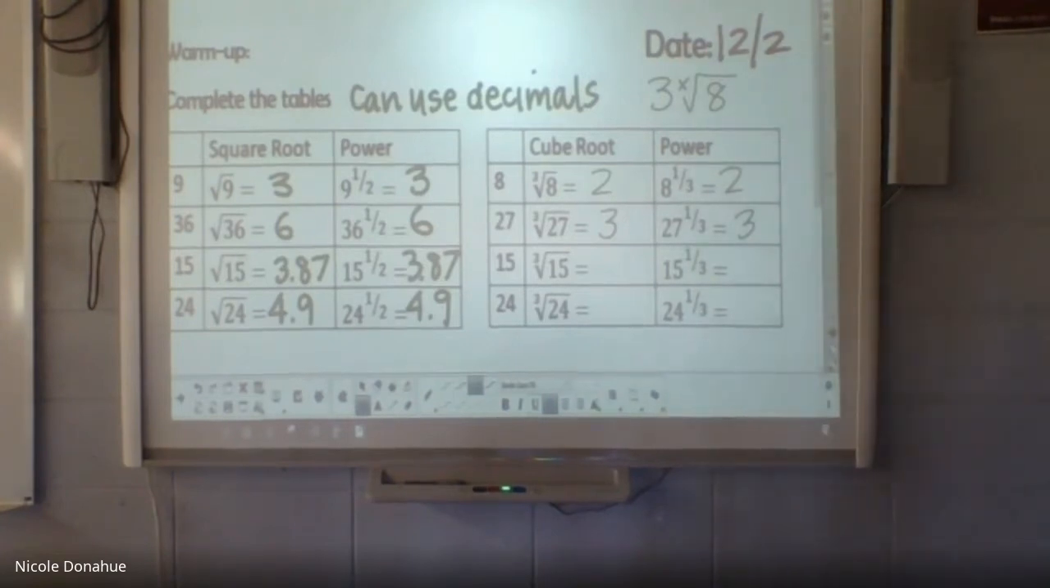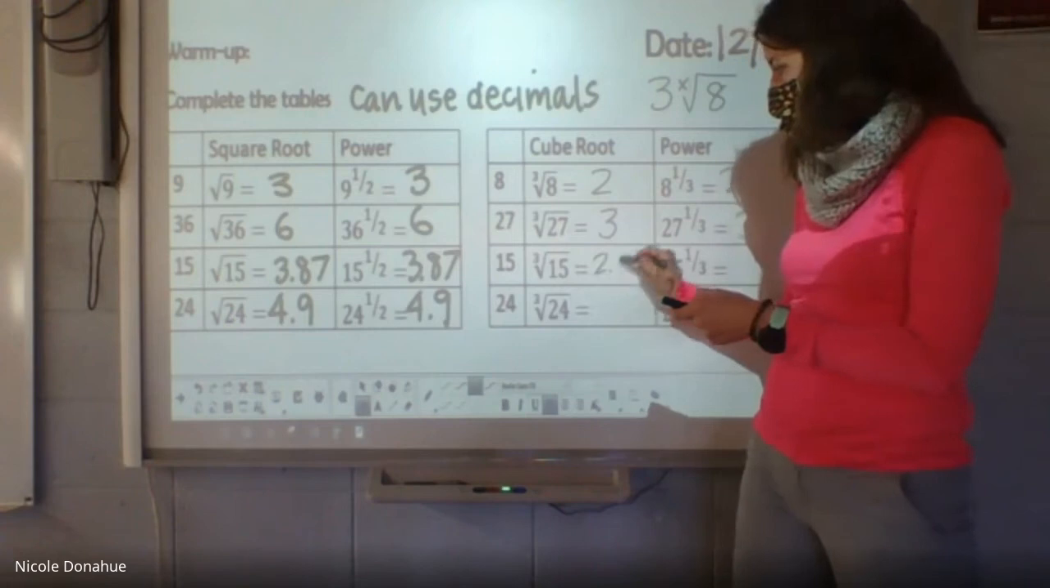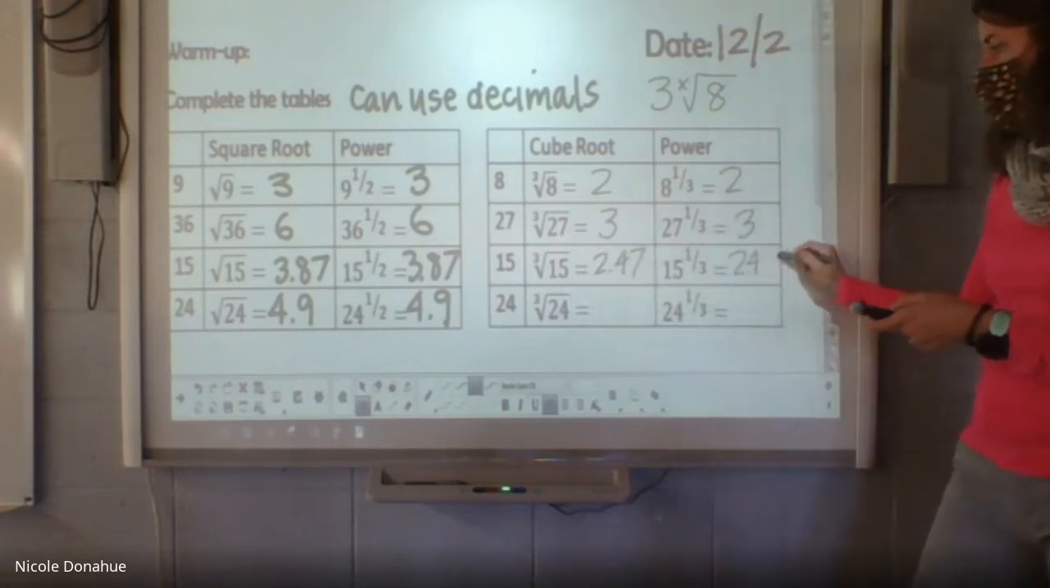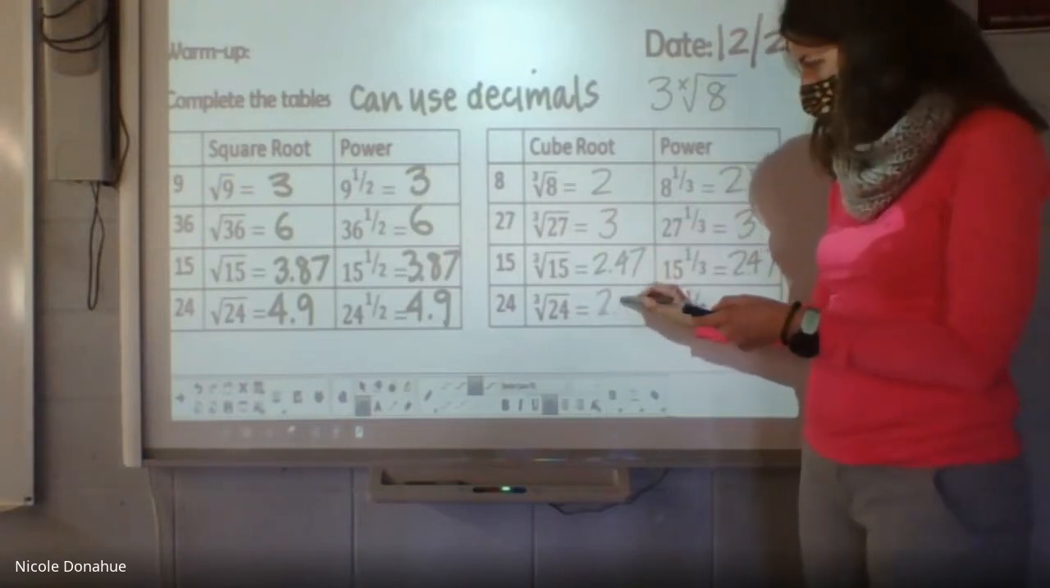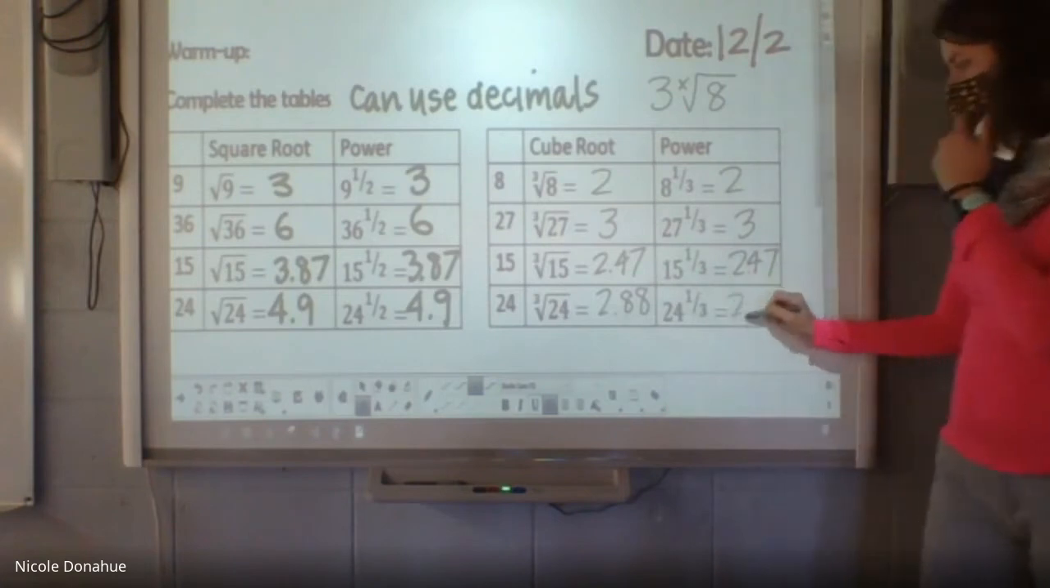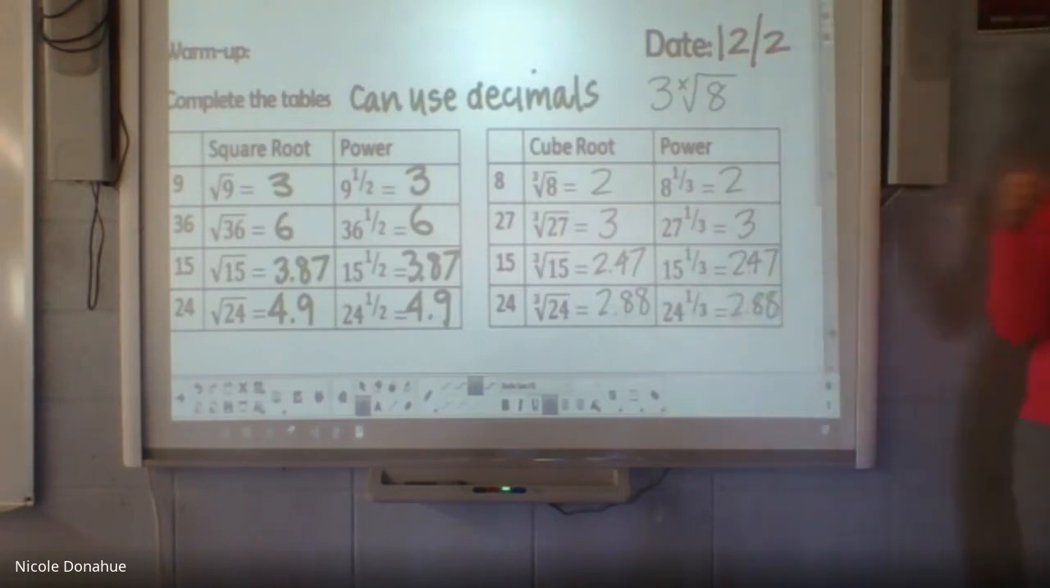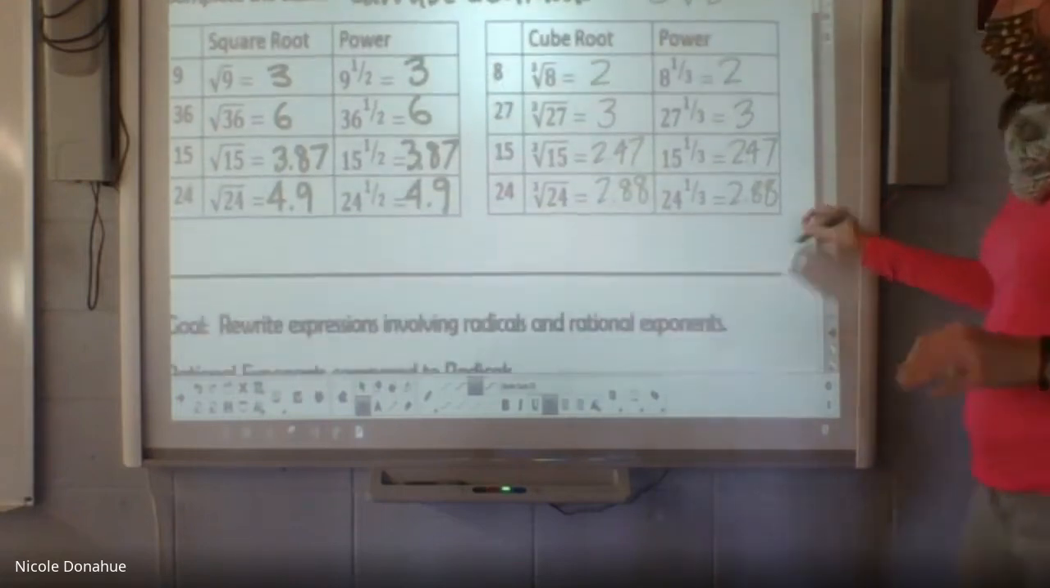Cube root of 15 is going to be a decimal because there's no number times itself 3 times that equals 15. So that's like 2.47. And then the cube root of 24, same idea. But I wanted to make sure you knew how to even put this into your calculator. If I multiply 2.88 times itself 3 times, I get something really close to 24. And that's what this symbol is. It's called the cube root.